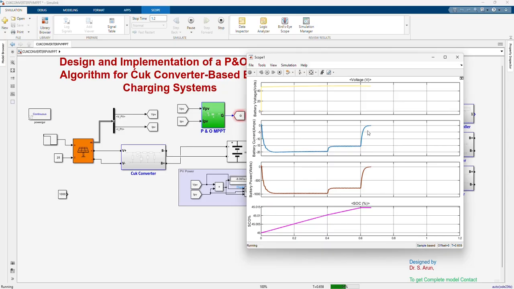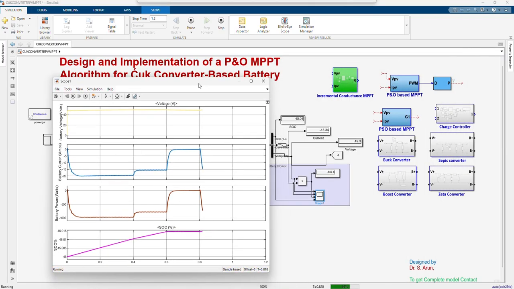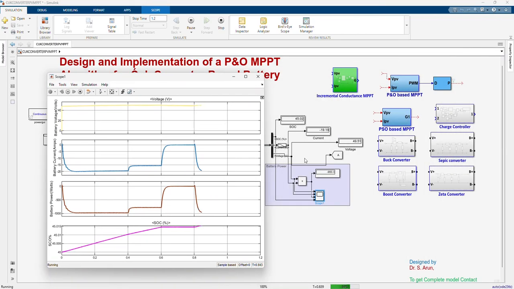Then when it reaches 0.6, the PV panel current is equal to 0, because the irradiance level is 0. So the multiplication of voltage and current will give 0. Still we get the same voltage, because the battery voltage is directly in parallel to the PV panel. Then after that, when it reaches 0.8, once again we get 1000 irradiance level. You can see here it reaches 1 kilowatt.